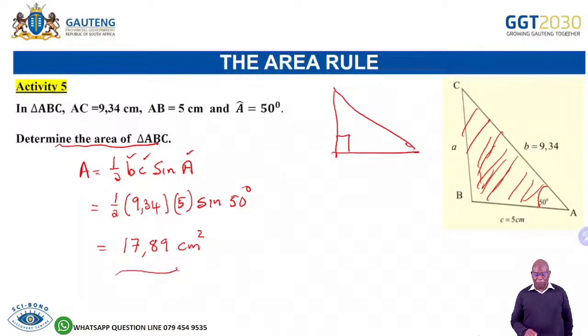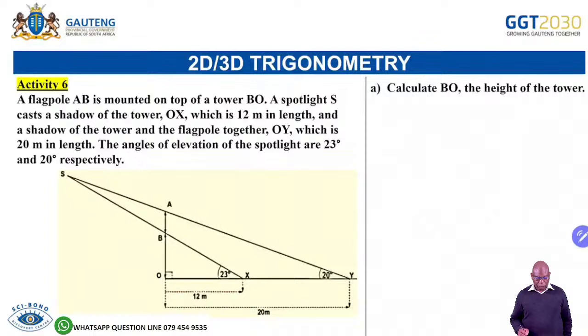Therefore, I'll use half base times height. But with this one, I cannot use half base times height because that angle here is not 90 degrees. If that angle is 90 degrees, then I can use half base times height. So in other words, in this case the angle is included in that formula. So you must use that formula if the triangle is not a right angled triangle.